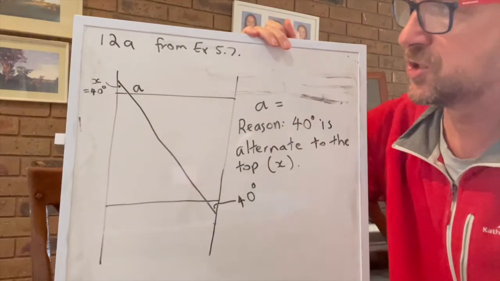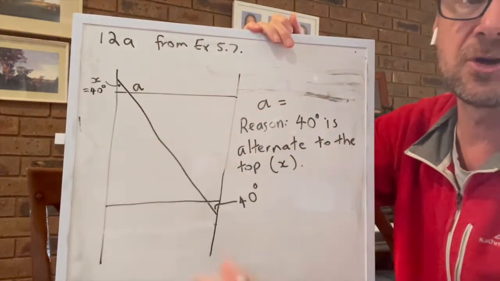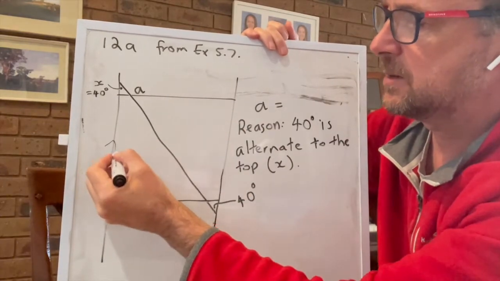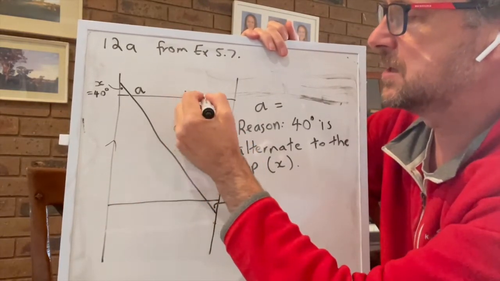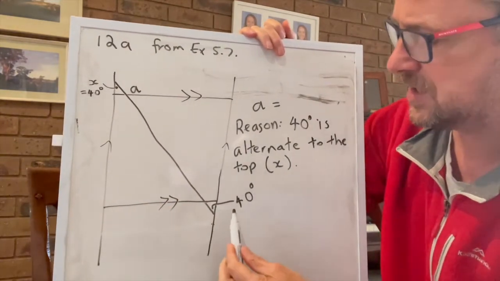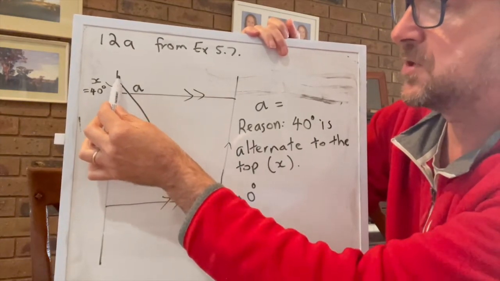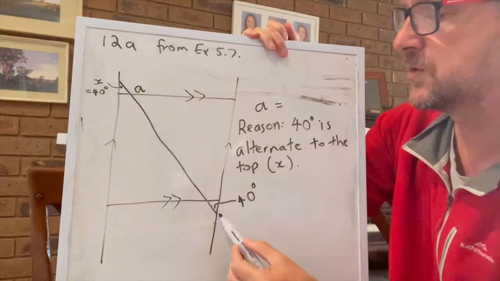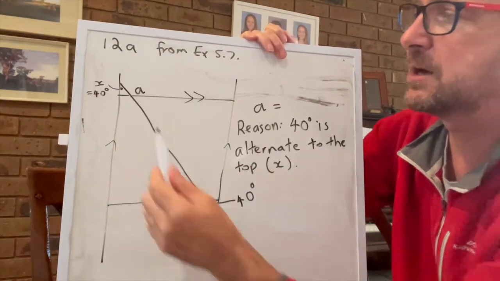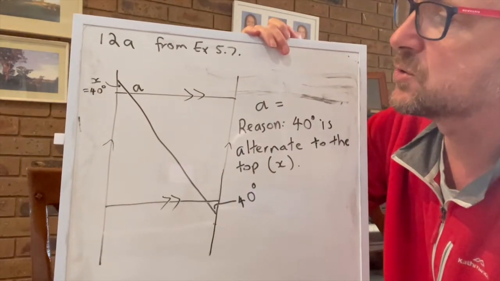Okay, so looking here at question 12a from exercise 5.7, here we have that diagram of our gate. These lines going up here are parallel to one another, and these ones going across here are parallel to one another as well. What we can deduce is that this angle here is alternate to this angle here. So if we just consider these two uprights and this one transversal, this angle here, 40, is alternate to the angle up here, 40. I've marked that one as x on my diagram to show the actual angle.